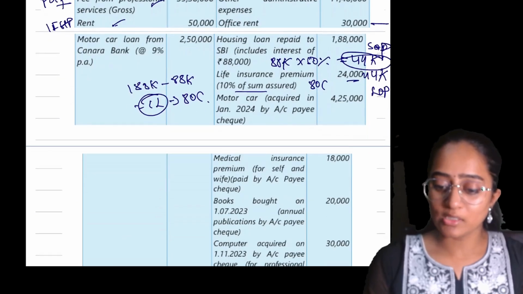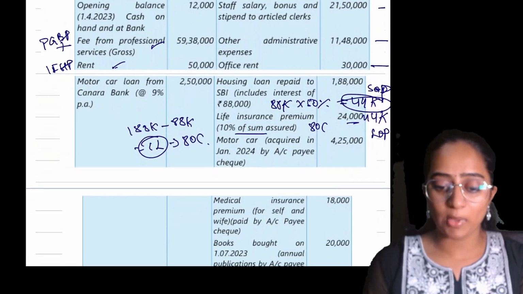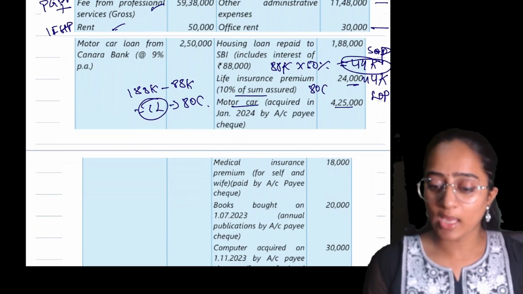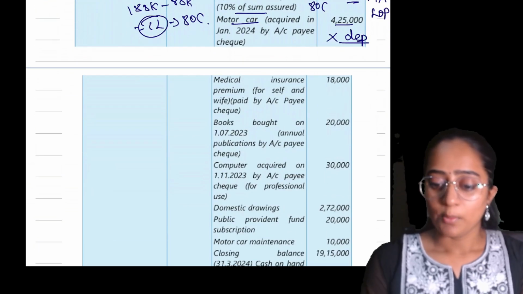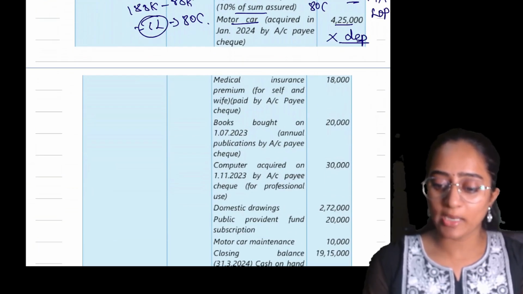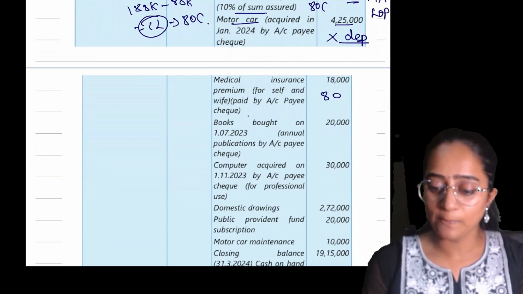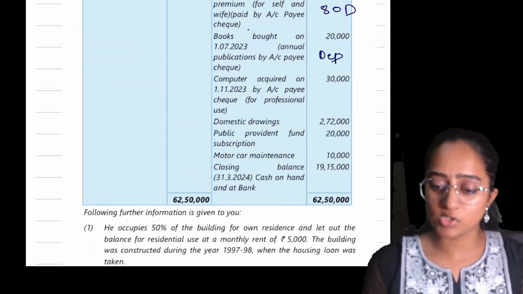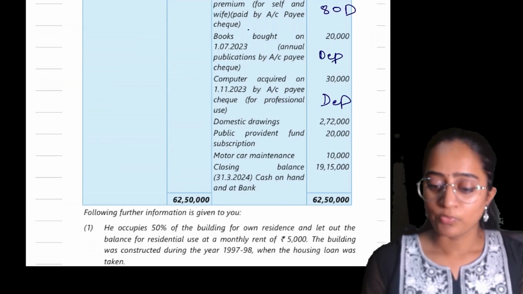Motor car acquired in January by account payee cheque. That is, the payment that you have made is 4,24,000. They have given the asset, and we have to calculate the depreciation for this one. We will do the depreciation calculation. Mediclaim insurance for self and wife paid is 18,000. This is allowed under ATD. Books bought under annual publication, for this you have to calculate depreciation.